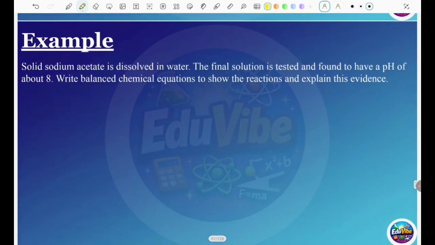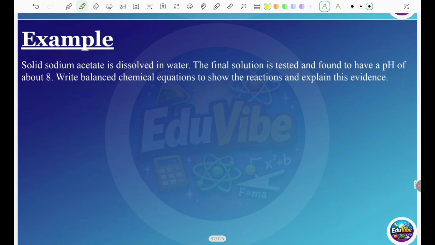So let's do a question. The question says solid sodium acetate is dissolved in water. The final solution is tested and found to have a pH of 8. That means we have a base. Write the balanced chemical equations to show the reactions and explain this evidence.